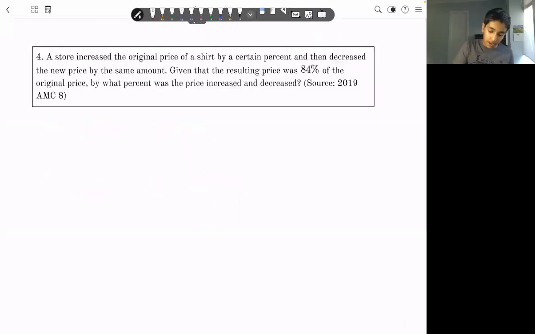So before we start this problem, I just want to introduce this factorization that you need for this problem. And it's that we have a squared minus b squared is equal to a minus b times a plus b.